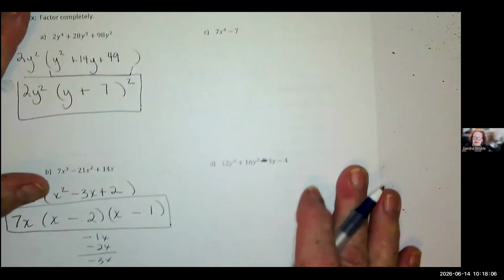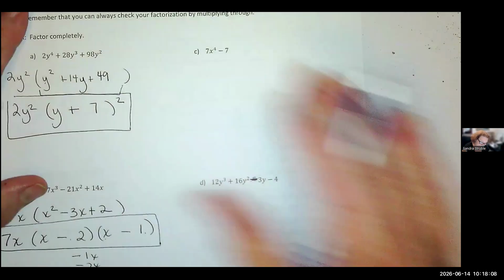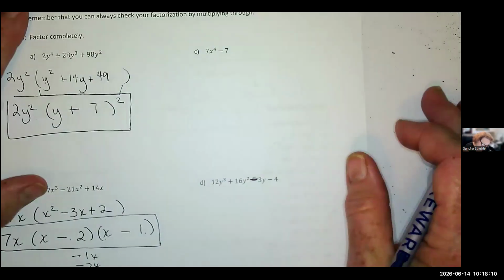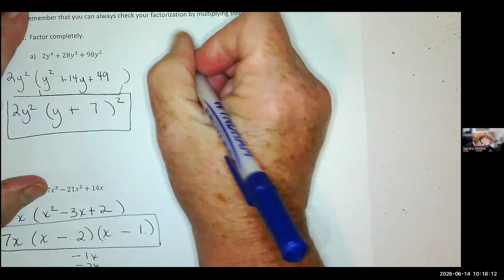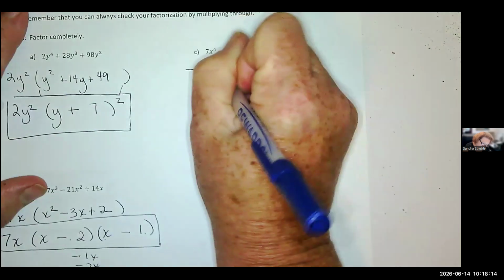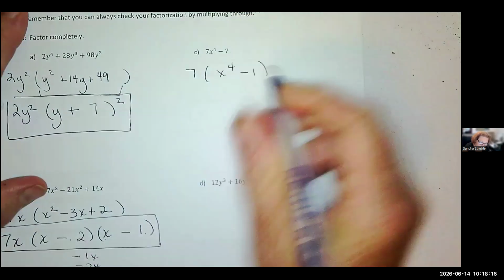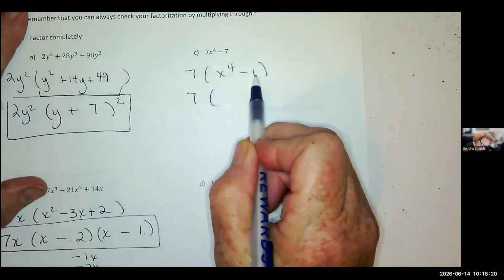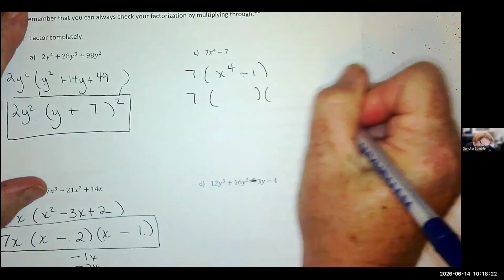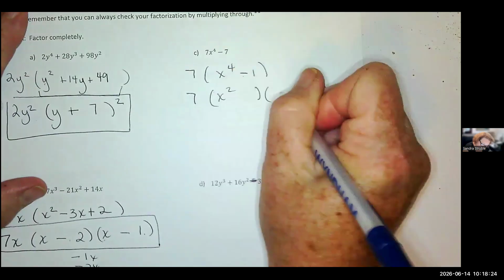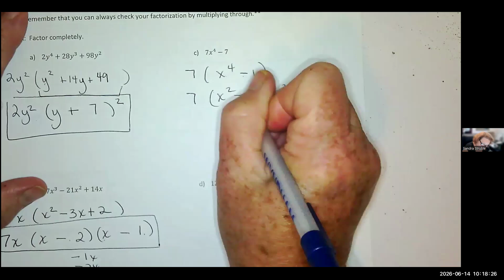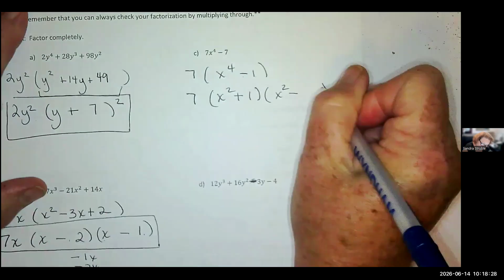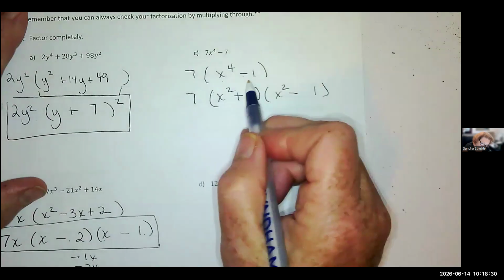Pause the video and attempt this one yourself. This one has a 7 in common. Now we've got the difference of two squares. So x squared and x squared, plus and minus, 1 and 1. Square root of the first, both signs, square root of the last.